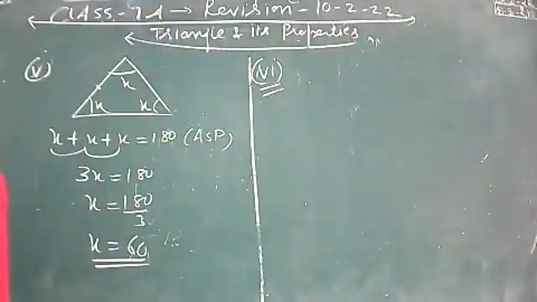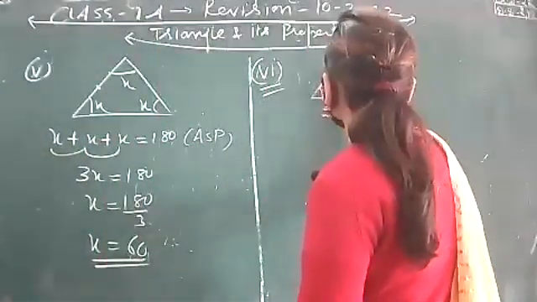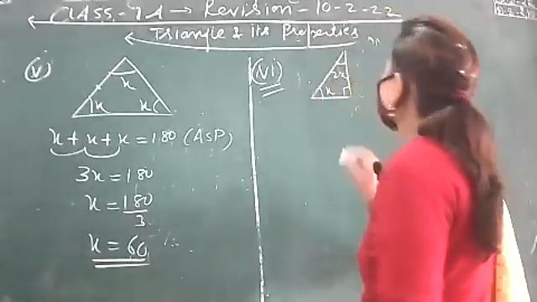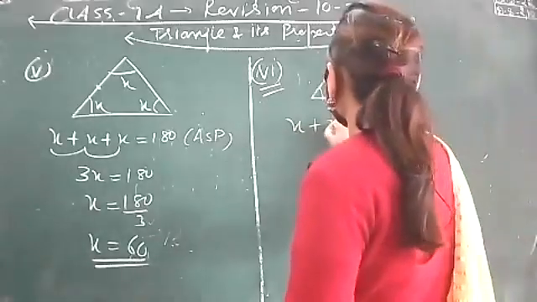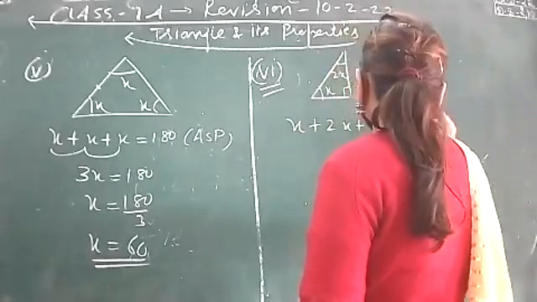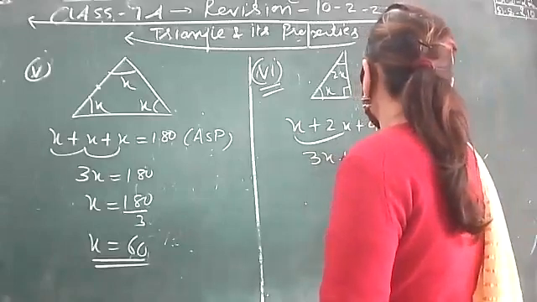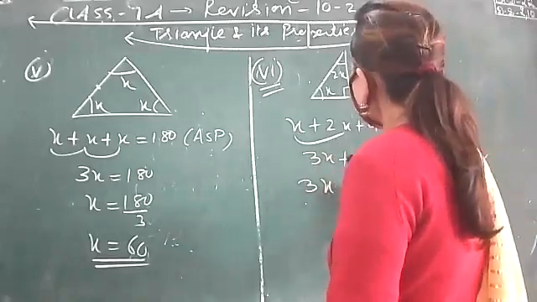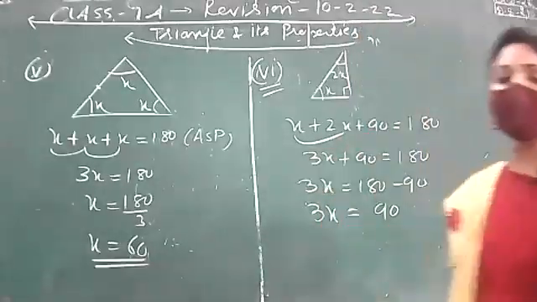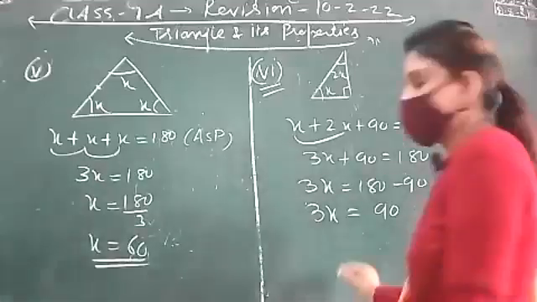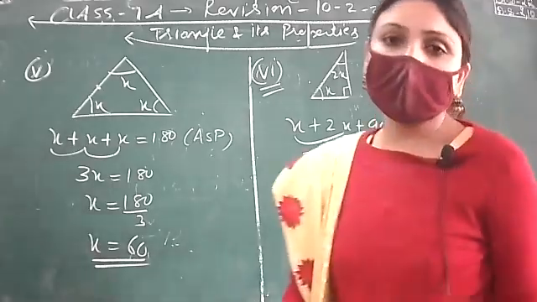Sixth part. X, 2x and 90. Their sum will be 180. X plus 2x, this is 3x. So 3x is equal to 180 minus 90. 3x is equal to 90. X is 90 upon 3. That is 30.